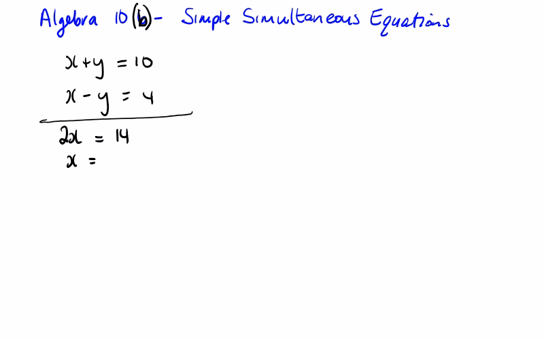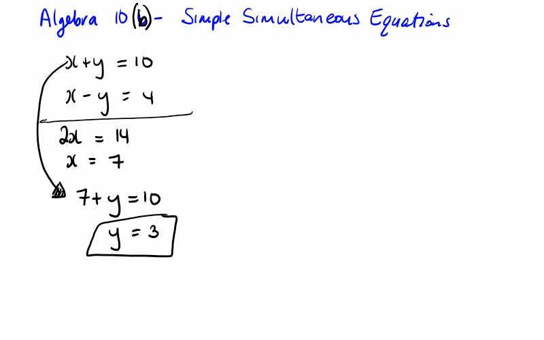So straight away we can see that x is 7, and if x is 7, put it into one of the equations. I'm going to take the first one, 7 plus y, or 7 plus something is 10. So y has to be 10 minus 7, which is 3. So we have our solution to the first one.